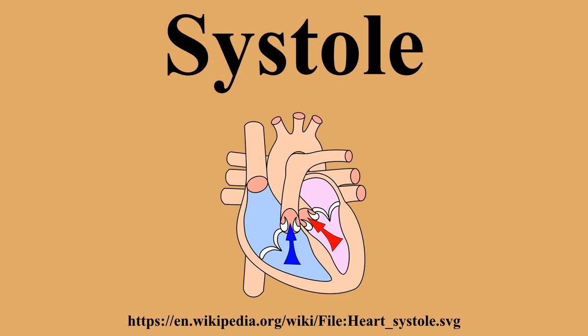Systole is the part of the cardiac cycle when the ventricles contract. The term systole originates from New Latin, from Ancient Greek systolē, from sustellein, from syn plus stellein. The mammalian heart has four chambers: the left atrium, the left ventricle, the right atrium and the right ventricle.